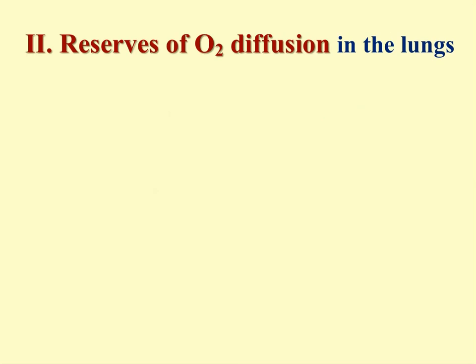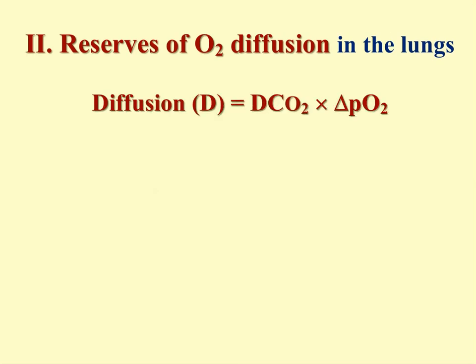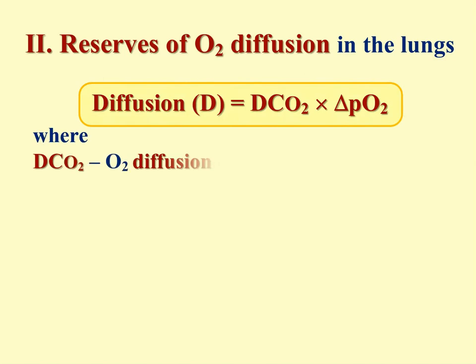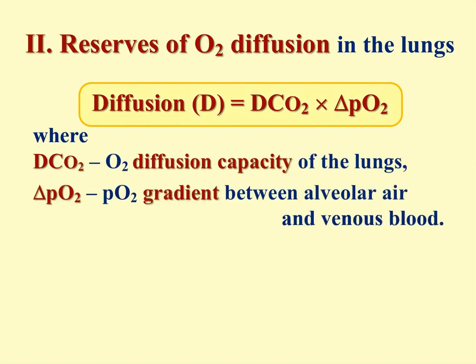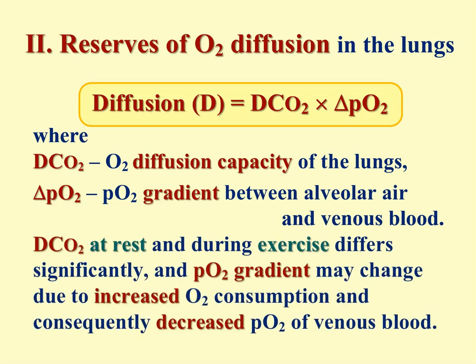Here there are no individual differences in calculation because we use standard values of diffusion lung capacity for oxygen. And the equation always looks like this. Diffusion is calculated as the amount of oxygen that diffuses each minute in the lung for 1 millimeter mercury difference of PO2, multiplied by this difference in millimeters mercury, delta PO2, between alveolar air and venous blood. These diffusion values are different for resting state and physical activity. So diffusion capacity at rest is different from maximal, and we use these values.